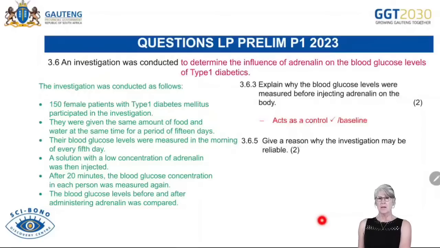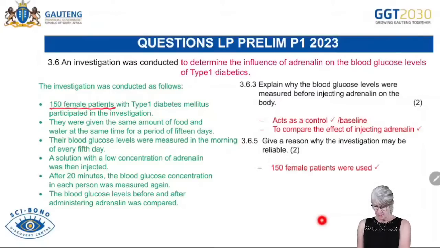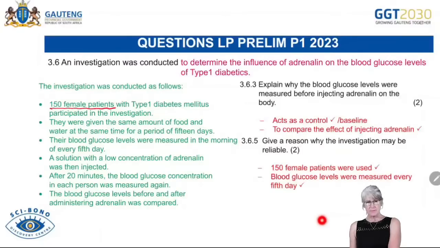All right, and then the next one, they say, give a reason why the investigation may be reliable. And remember, reliability has to do with the size of the sample or the amount of times we carry out the investigation. We might repeat it. We might do a whole lot of measurements and then work out an average. But here, specifically, they told us they used 150 female patients, and the blood glucose levels were measured every 5th day. Okay, so this is why we can say the results are reliable.